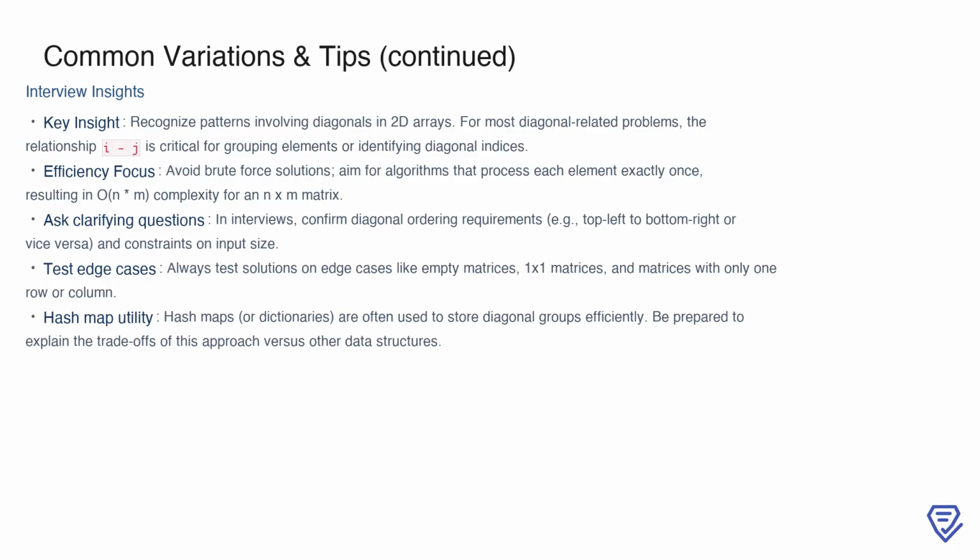Testing your solution against edge cases is another critical step. Examples include empty matrices, 1x1 matrices, and matrices with only one row or column. Lastly, hash maps, or dictionaries, are frequently used to store diagonal groups efficiently. Be prepared to discuss their trade-offs compared to other data structures, such as arrays or linked lists.